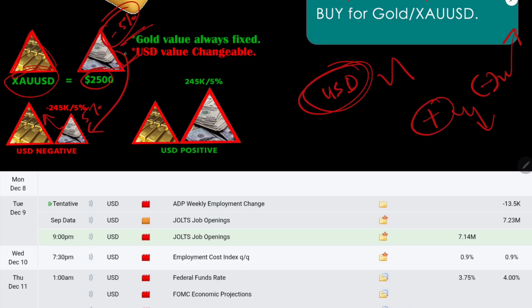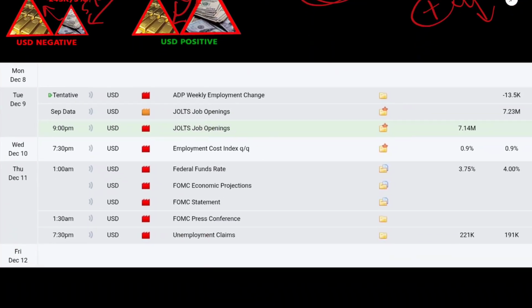Same scenario for the other side. If we get plus 5% value on USD, the United States dollar, that triangle will be 5% bigger than the previous one. In that case USD is bigger than gold, which means sell gold. This is the thing. I have cleared everything about the fundamental theory, and let's get back to the chart.